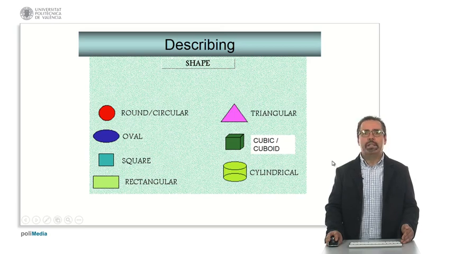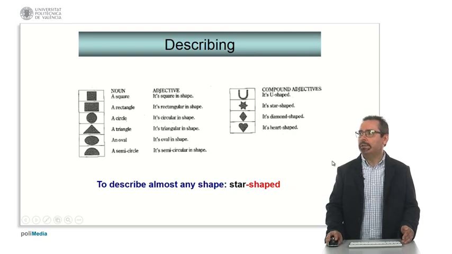We can concentrate on the shape as well. Here we have the typical geometrical shapes that we use in technical English. And it is important to note that you have to choose between a noun or adjective when you describe the shape. Here we have the most typical ones. A square, it's square in shape. A rectangle, it's rectangular in shape. Mind the different pronunciation. A circle, it's circular in shape.